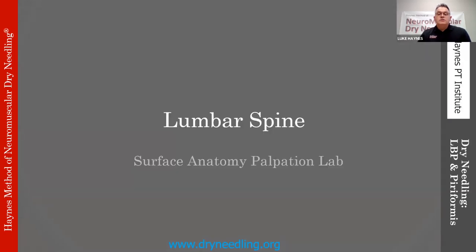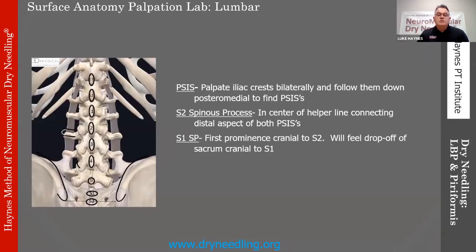So a little on surface anatomy. So we jump down, and I'm not going to spend tons of time here. Some of the key elements that we want to look at: if we want to identify S2, it's in line with the distal aspect of the PSIS. The S1 spinous process is just slightly cranial to there. You'll feel a drop off from S2 onto S1.